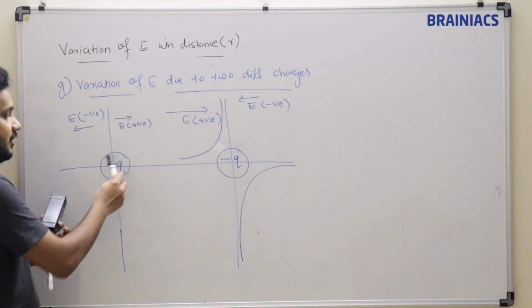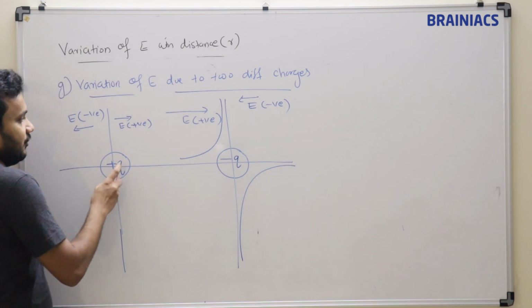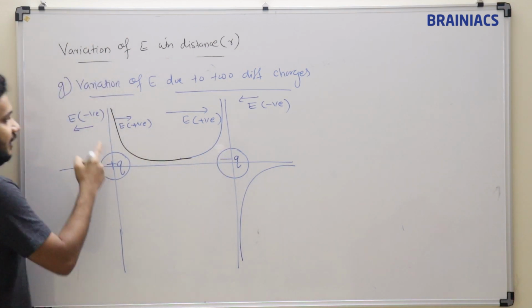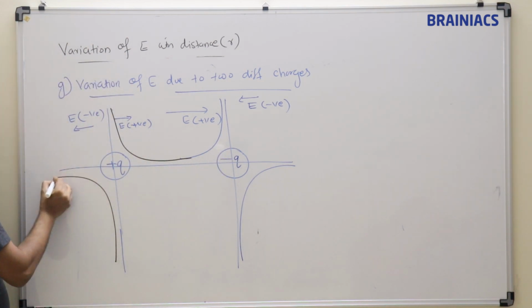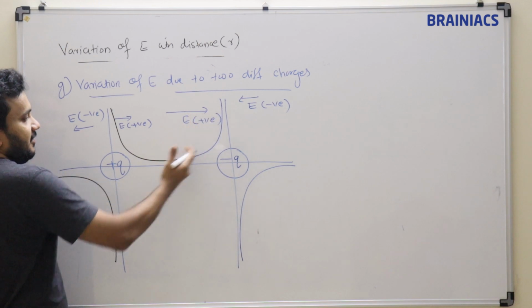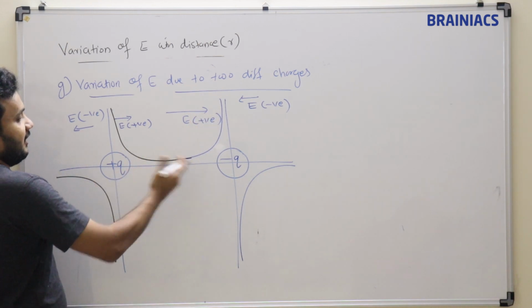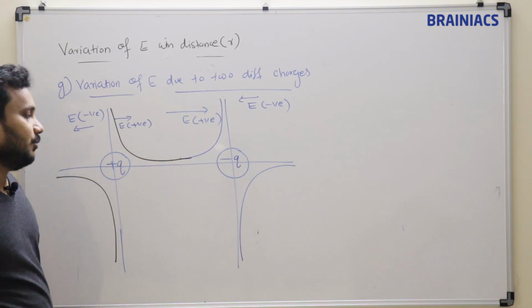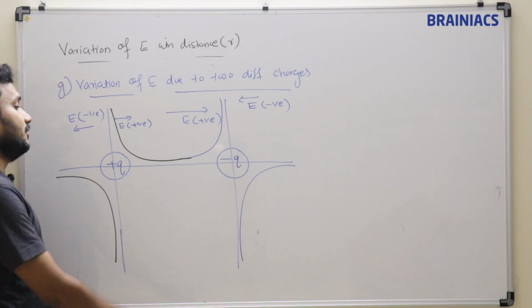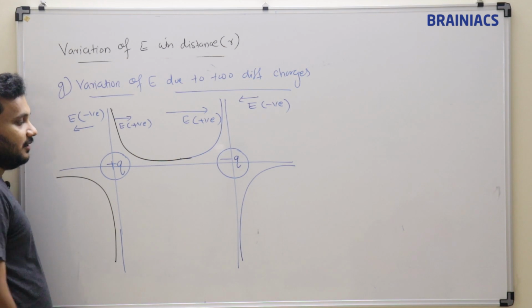And for this one I am using a different color. So for plus q, E is positive, so the graph will come like this, and here the electric field is negative, so the graph will come like this. It depends upon the question. Now you can see this is a U-shaped graph, right? It is U-shaped when both are of equal magnitude. You can try when they are of different magnitudes and other cases also. So this is the fundamental of this.